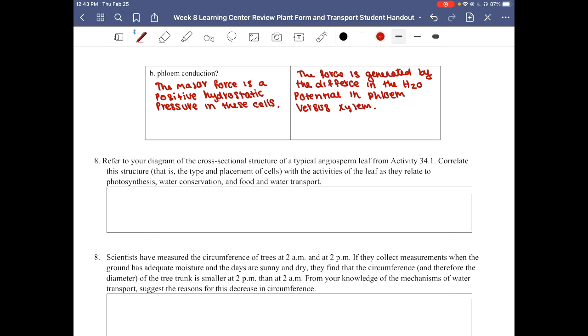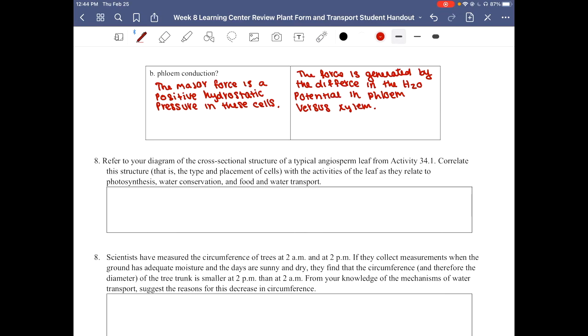Okay, so the next part is referring to a diagram in activity 34.1. If you guys have done that, feel free to refer to that. So it's talking about the different types of structures in a plant, and we're going to be looking at how they are related to photosynthesis, water conservation, food, and water transport.